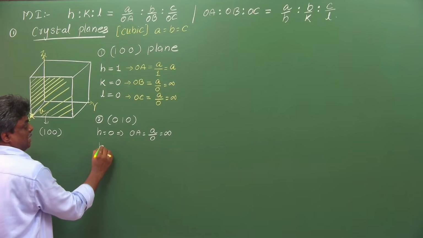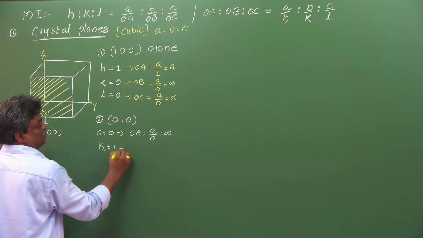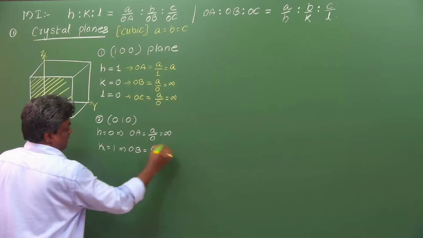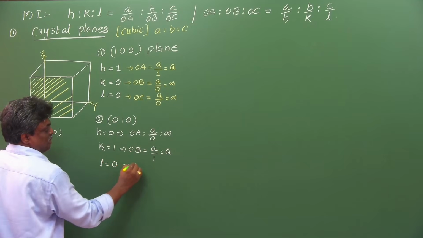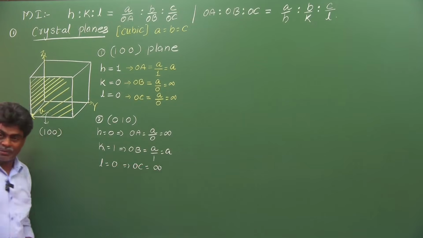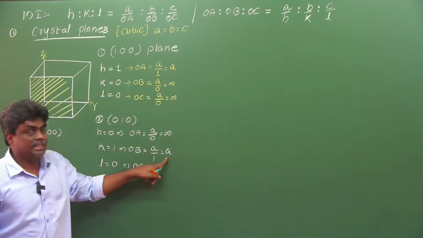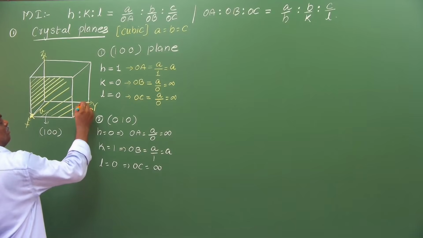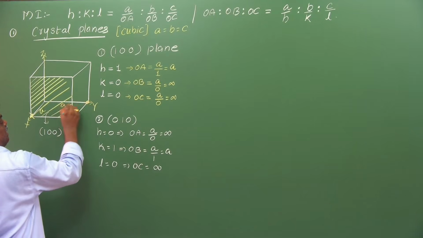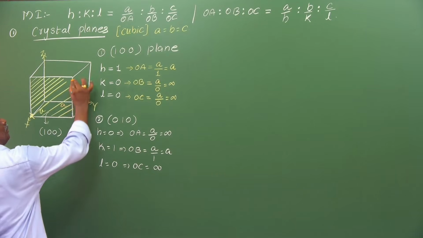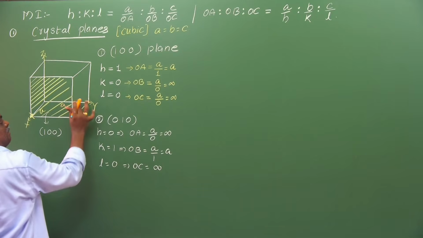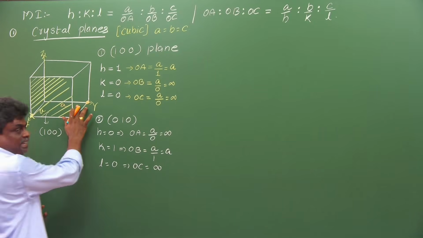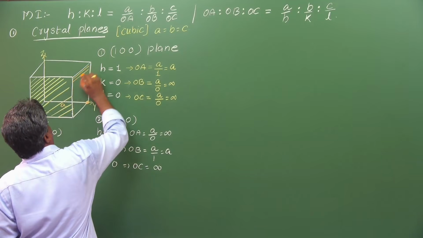Now try to write it directly. Now K equal to 1, then OB equal to A. Next, L equal to 0, that's why OC equal to infinity. So it is cutting the y-axis at A. Am I right? So only this is the plane which is cutting the y-axis at A, which is not intersecting x and z. I hope you are observing how I am drawing these planes.